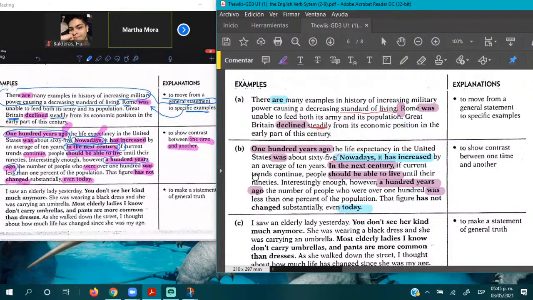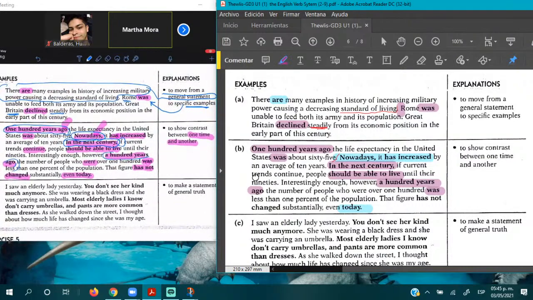Well, and finally, letter C. Odette. I saw an elderly lady yesterday. You don't see her kind much anymore. She was wearing a black dress and she was carrying an umbrella. Most elderly ladies I know don't carry umbrellas, and pants are more common than dresses. As she walked down the street, I thought about how much life has changed since she was my age.